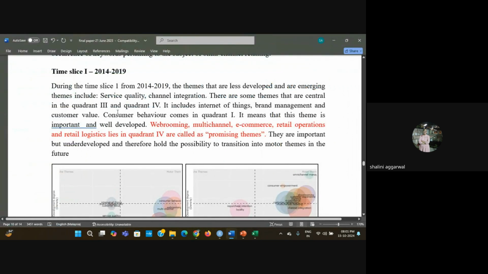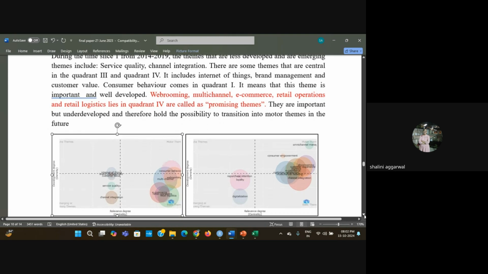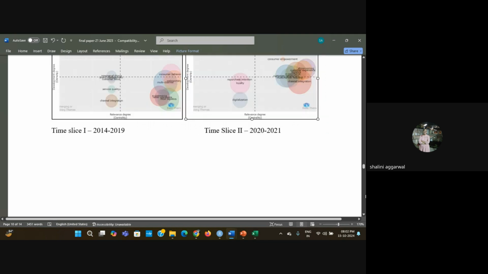Have you got this point? So time slice first is 2014 to 19. What are the important keywords in this time slice? In the second time slice, what are the key words? What are the next important keywords? So this is how it works.